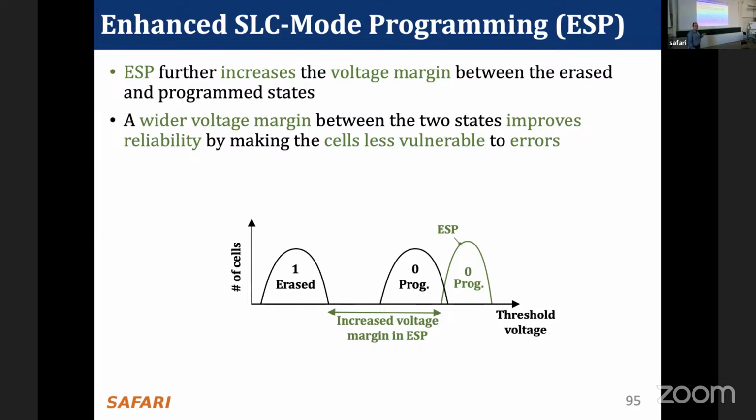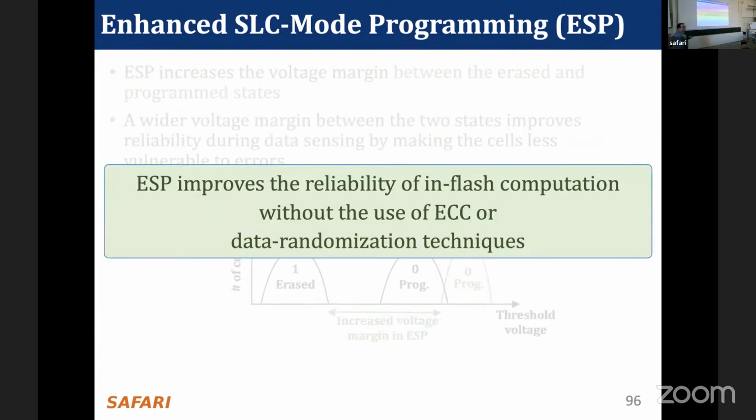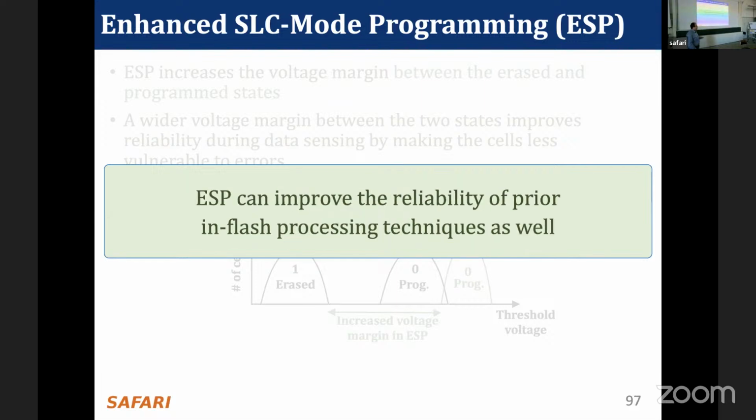We also consider some aging effect. We bake flash memory at high temperature and do some analysis, just to show that even aged flash memory can do computation reliably with Flash-Cosmos. But for that, you can check the paper. There is a nice, detailed section on that in the paper. So ESP improves the reliability of in-flash computation without the use of ECC or data randomization. That I would say is quite a good achievement.